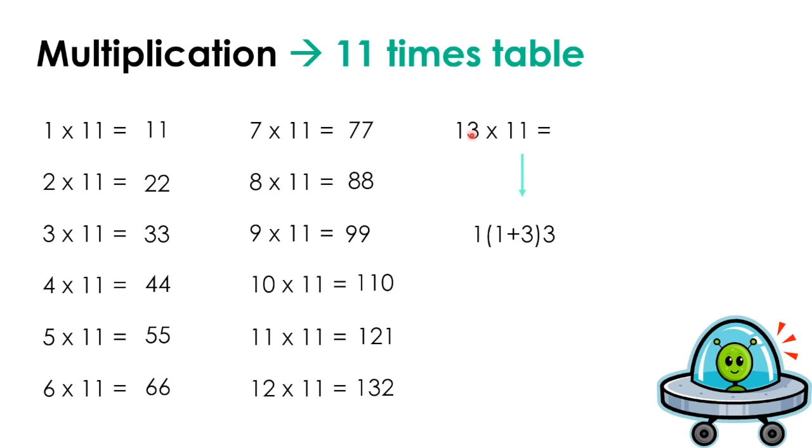1, 1 plus 3, and 3. And yes, that is the correct answer to 13 times 11. And it works for every other number. Come, let me show you more. 14 times 11. 1, 1 plus 4, 4. You get 154. See, it's really simple, and you can try it with many more numbers.